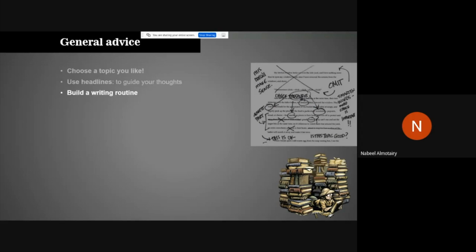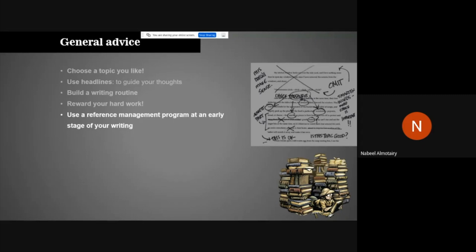And also it's important to build a writing routine. For example, having like 2 hours per day. And during these 2 hours, you try to avoid distractions. And once you have done a really good job and you are really satisfied, you could reward your hard work by doing something that you enjoy.